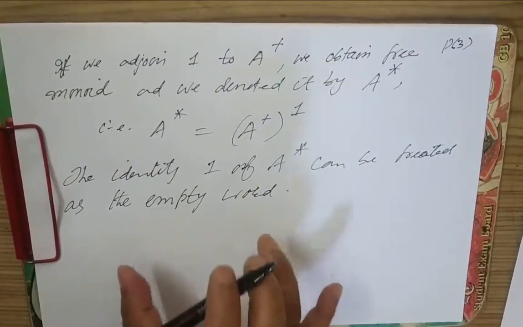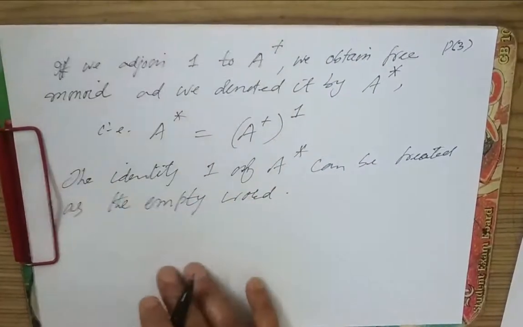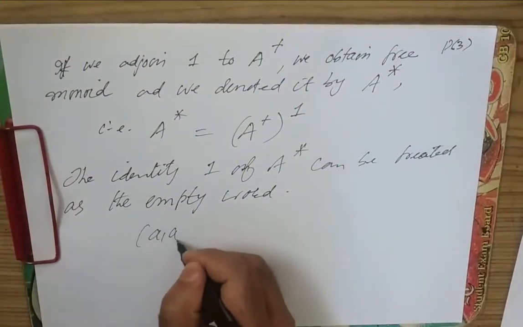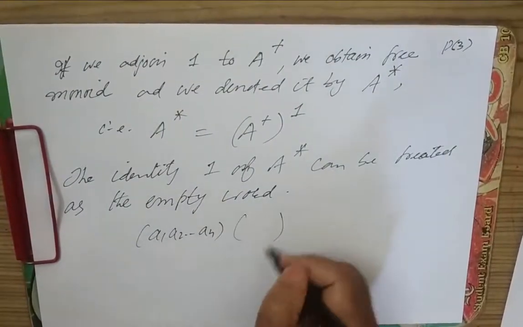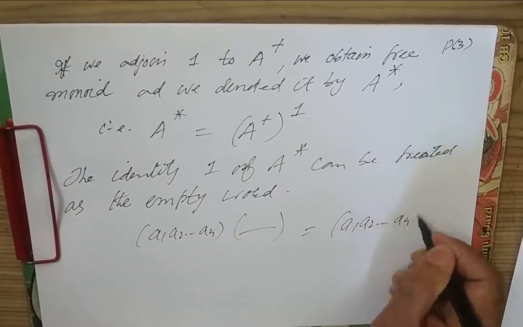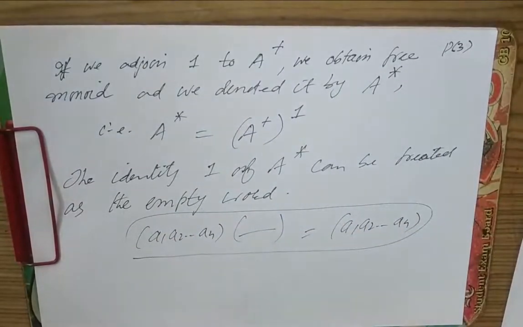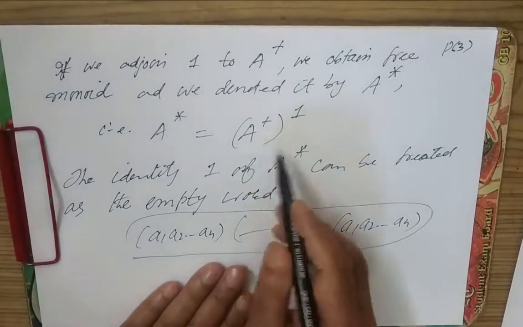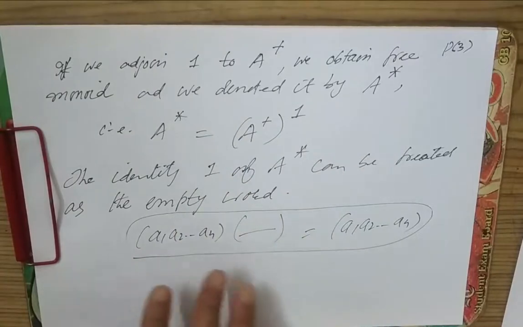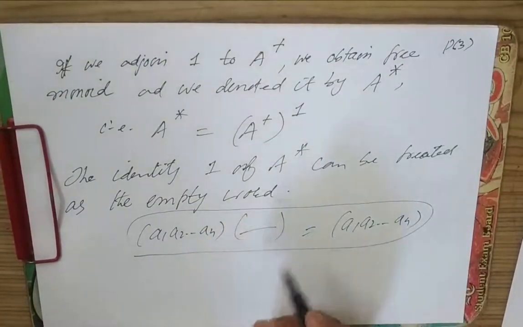Then if I compose any word with the empty word, it will give the same word actually. So if I do this a1, a2, and so on, an, with the empty word, there is no letter in this word, it's equal to a1, a2, up to an. So that's an identity. The empty word is the identity, and when we adjoin that empty word to A plus, we get a monoid, a semigroup with identity, and that monoid is called a free monoid.